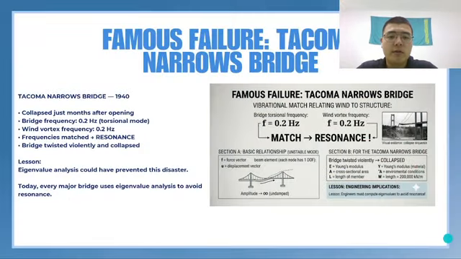The most famous example of eigenvalue failure is the Tacoma Narrows Bridge in Washington, USA in 1940. The bridge had a natural torsional frequency of about 1.2 Hz. On November 7th, the wind was blowing in a way that created vortices, swirling air patterns, also at 1.2 Hz. The frequencies matched, and this was resonance. The bridge started twisting violently and collapsed within hours.